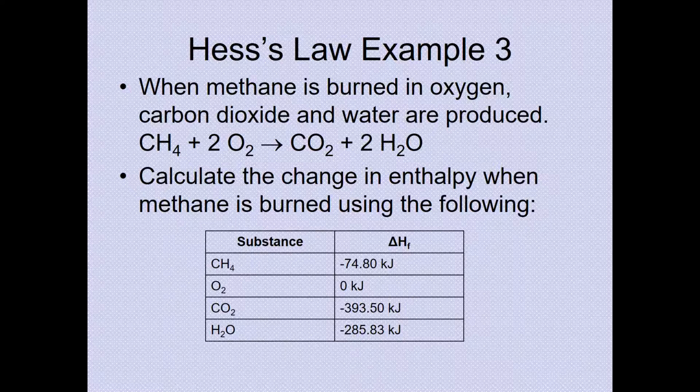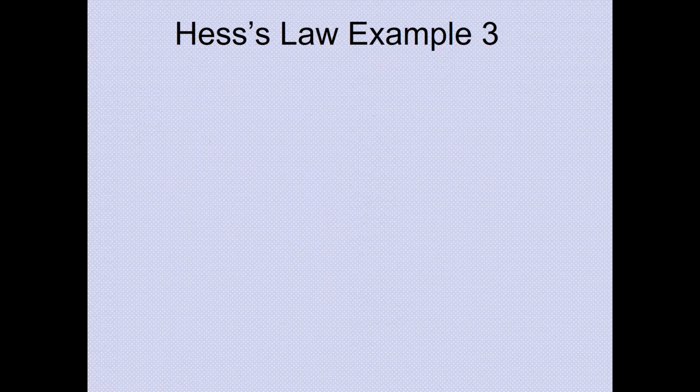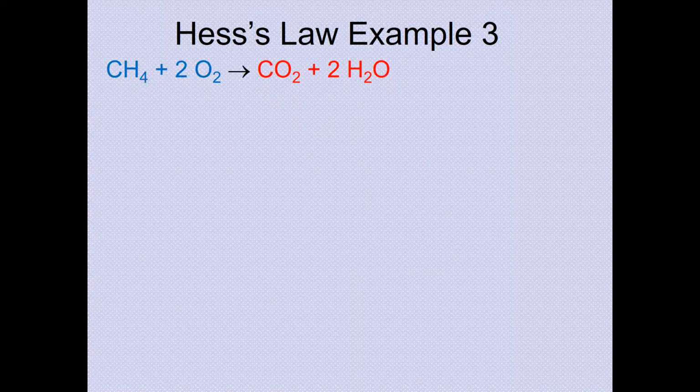So when methane is burned in oxygen, carbon dioxide and water are produced. So our equation, CH4 plus 2O2 produces CO2 plus 2H2O. And you are asked to calculate the change in enthalpy when methane is burned using the following. So we're given a delta H of all of those different parts. So let's take a look at how we're going to do this. So this is our formula.